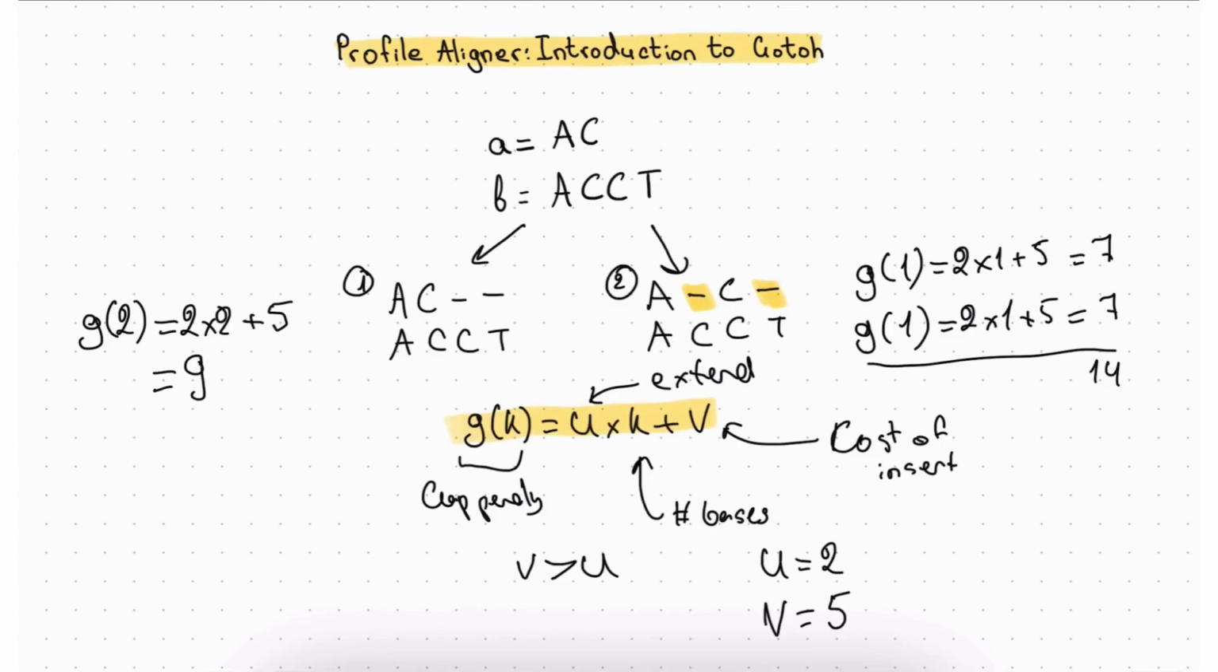So as we can see here, alignment 1 has a gap penalty of 9, and alignment 2 has a gap penalty of 14. And this is a way we would tell the algorithm to prefer alignment 1 over the second. In the next video, we'll implement Gotoh's alignment algorithm.